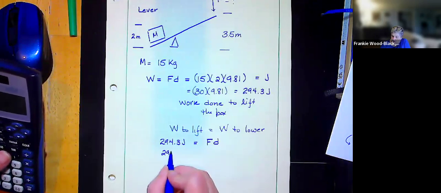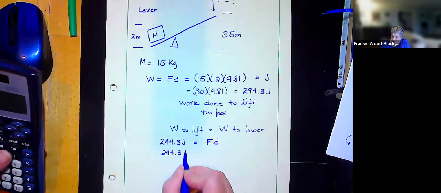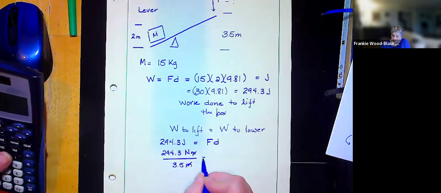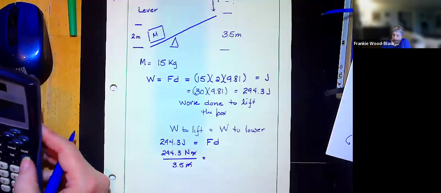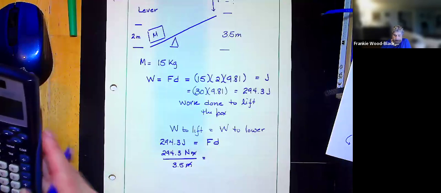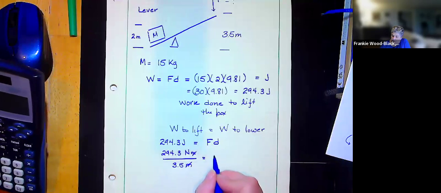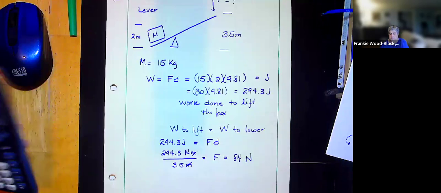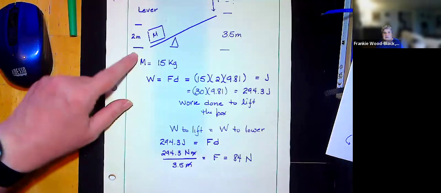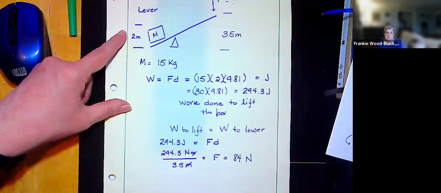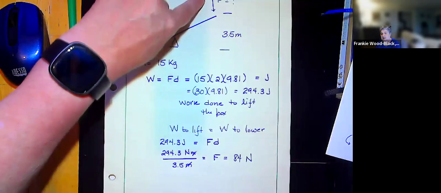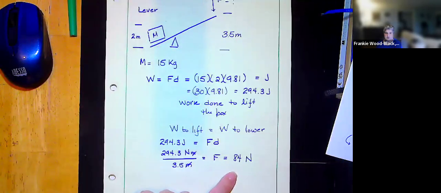So I get my 294.3, and that's my newton meters. I'm going to divide by my meters, which is 3.5 meters. Meters will cancel. And I get that the force that I have to apply is only 84 newtons. So if I'm wanting to lift this up, I have to apply 294 joules. But if I just want to use my lever, I only have to apply 84 newtons.